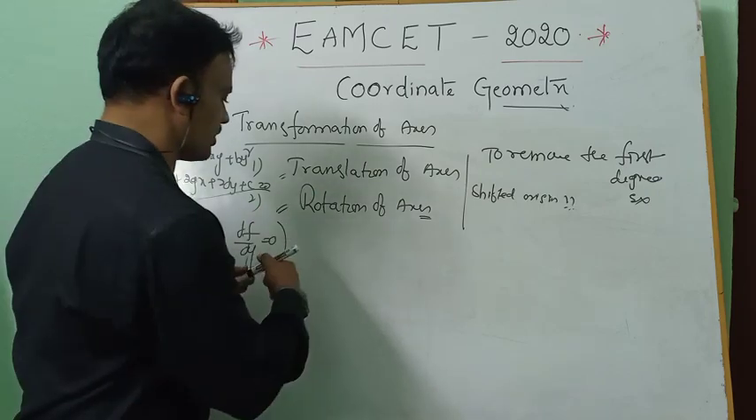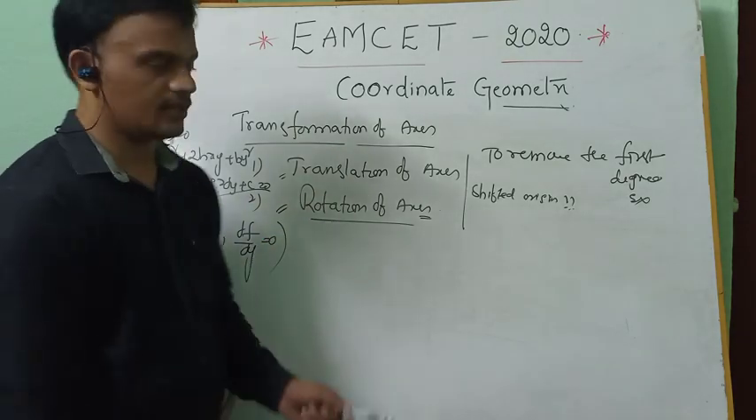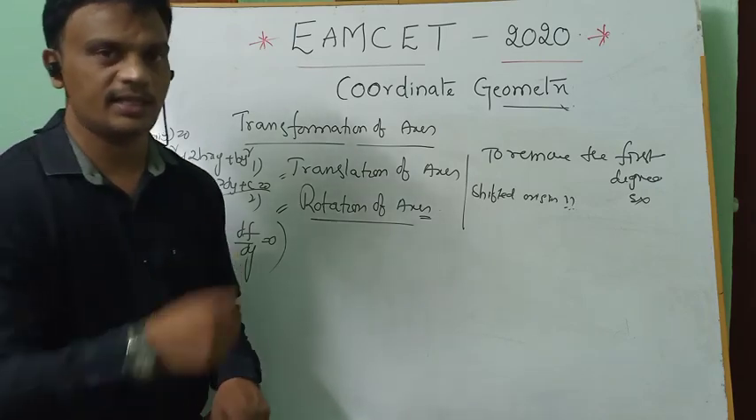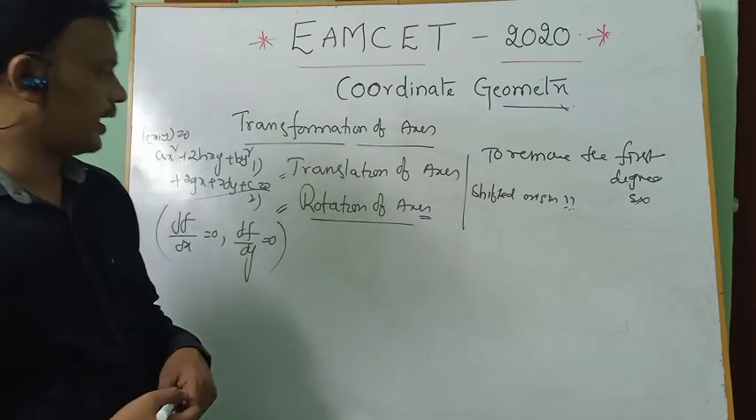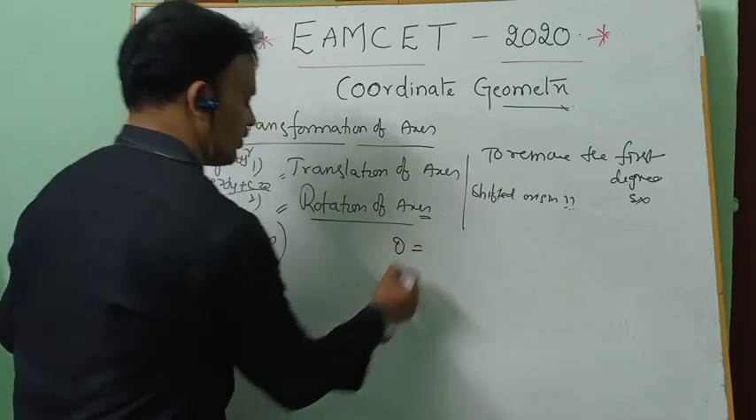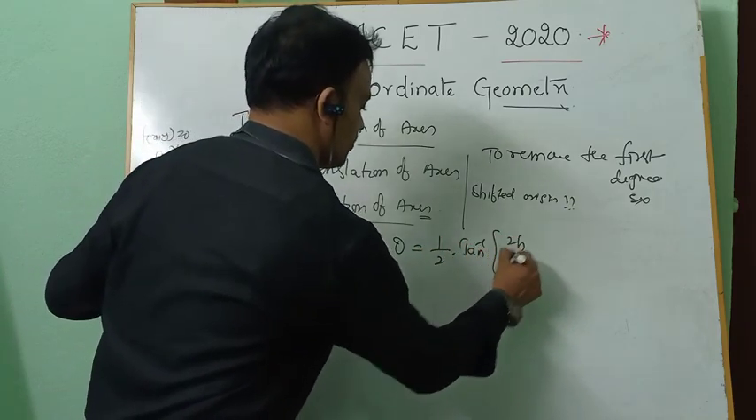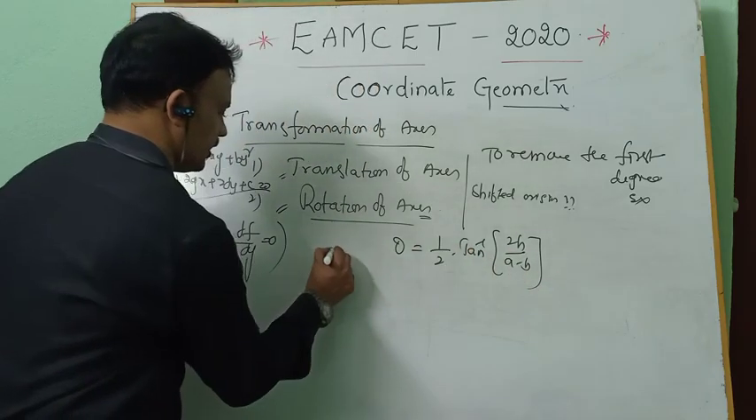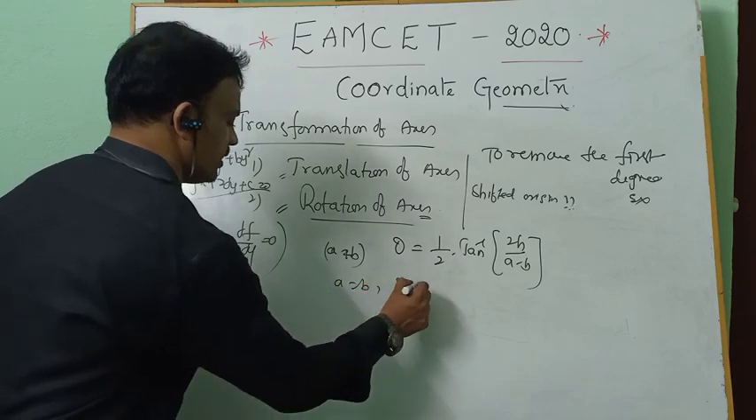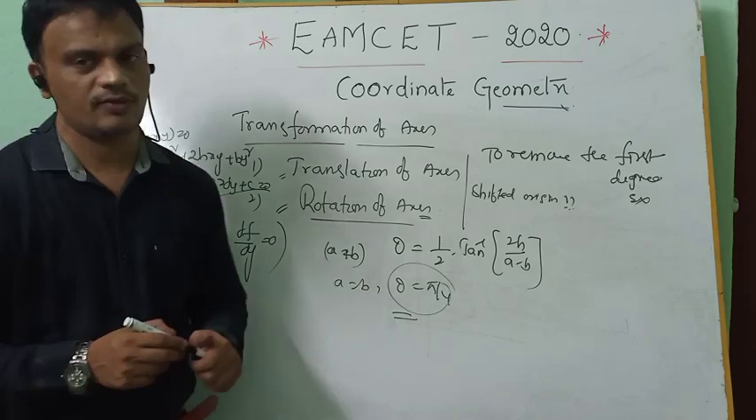And of course, for the rotation of axis also, it is like this. When the axes are rotated, in the new system, to remove the xy term, I mean the second degree term, how much should the angle be rotated? Here we have the standard formula: theta equals 1 by 2 of tan inverse of 2h by a minus b, where a is not equal to b. If a is equal to b, then theta is pi by 4. These are the fundamental formulas for the transformation of axis.